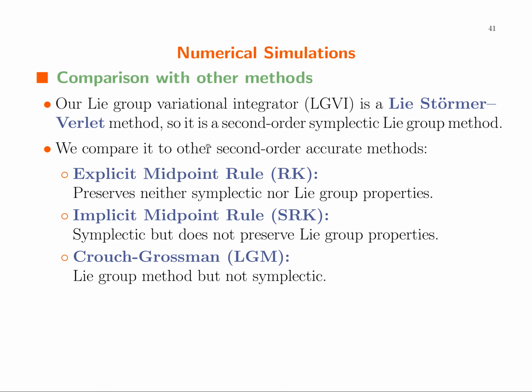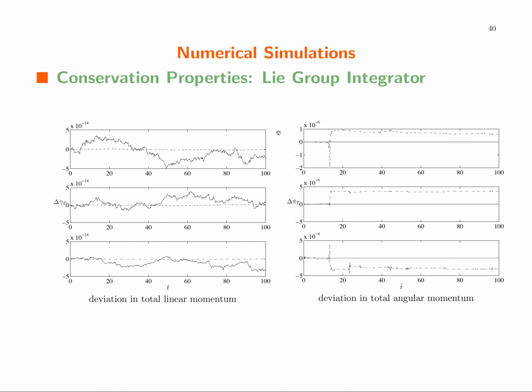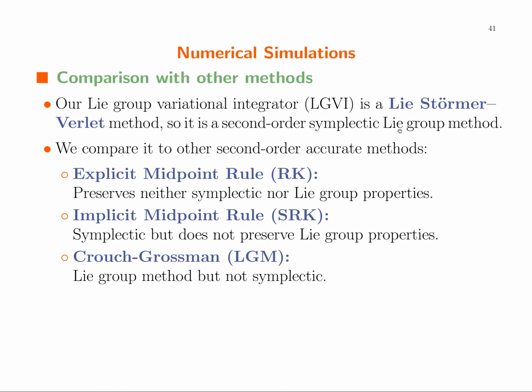So now we're going to compare the effect of the various kinds of structure preservation and how they interact when you're dealing with Hamiltonian systems, which are symplectic, but which are also evolving on some sort of curved space, in particular the rotation group. So our Lie group variational integrator is a Lie-Sturmer-Verlet method. So it is a second-order accurate symplectic Lie group method. So it's very natural then to compare it with other second-order accurate methods. In particular, there is the explicit midpoint rule, which is neither symplectic nor a Lie group method.